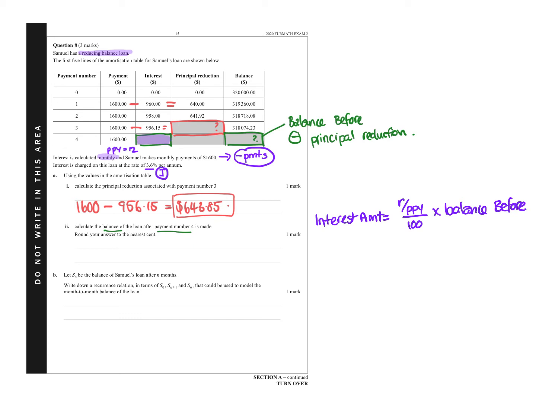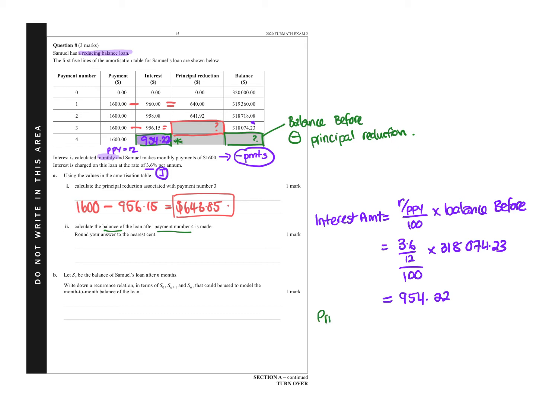So let's have a look. We know the annual interest rate was 3.6. We know it's monthly over 100. Now the balance before for here is this one here, so it's 318,074.23. So we'll get the interest amount, which I get to be 954.22. That looks good because the interest is reducing and it looks reasonable.